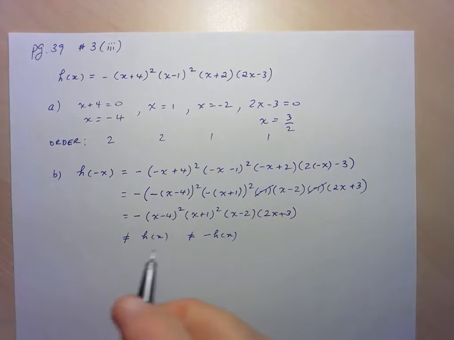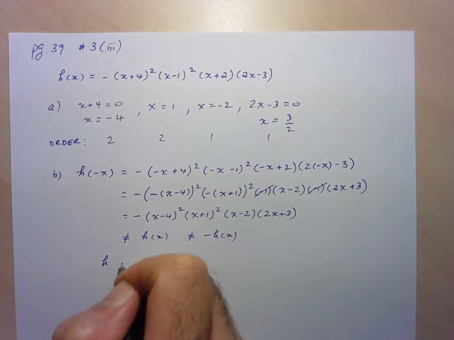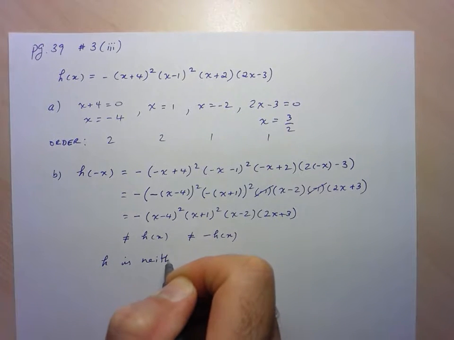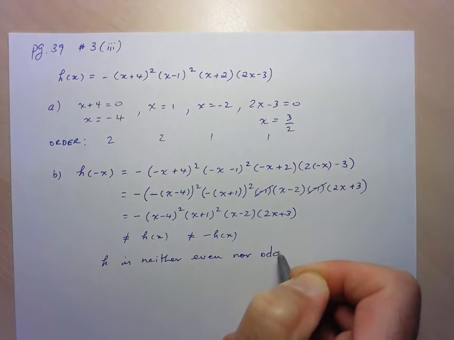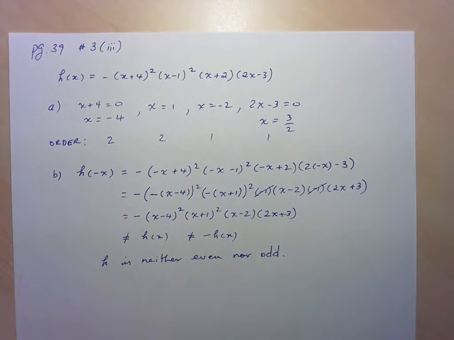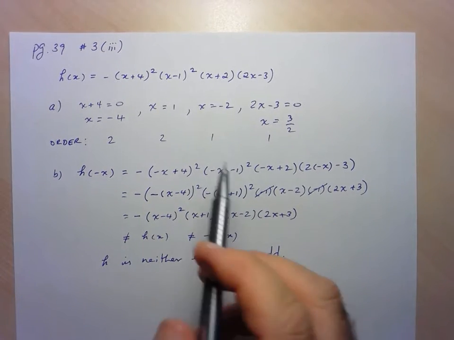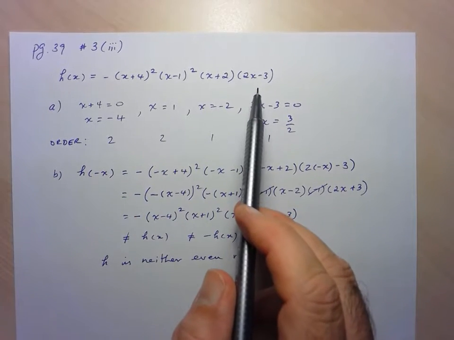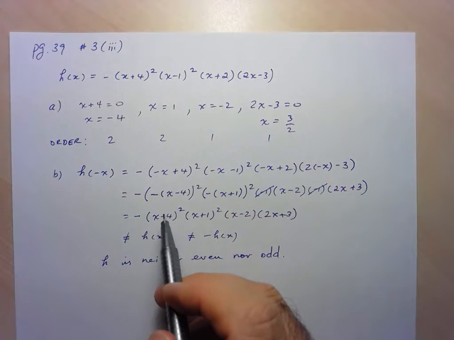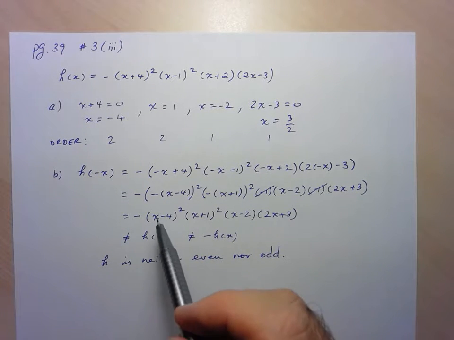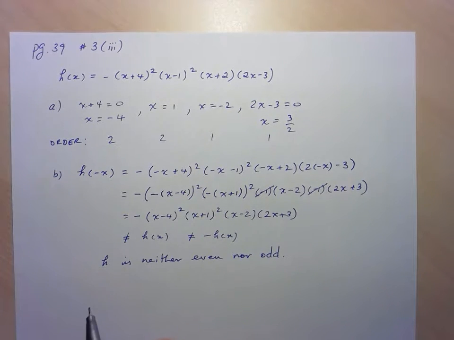Okay, hence we can say h is neither even nor odd. So no symmetry. Here again, you definitely don't want to ever have to expand something like this, so just follow the process, but we had to do a little bit of work to more clearly compare the two functions, h at x and h at minus x.